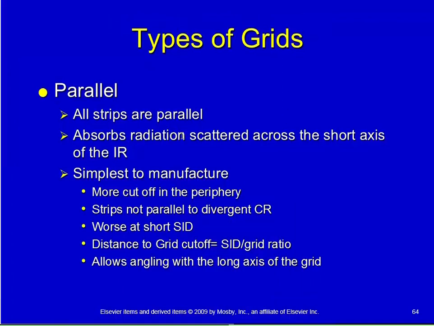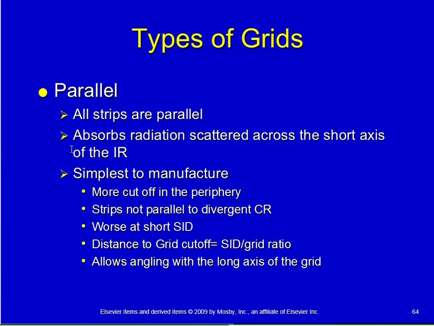A parallel grid has all strips that are parallel, and you know the definition of parallel, meaning 2 things that go side by side and never touch. So a parallel grid is the easiest to manufacture.